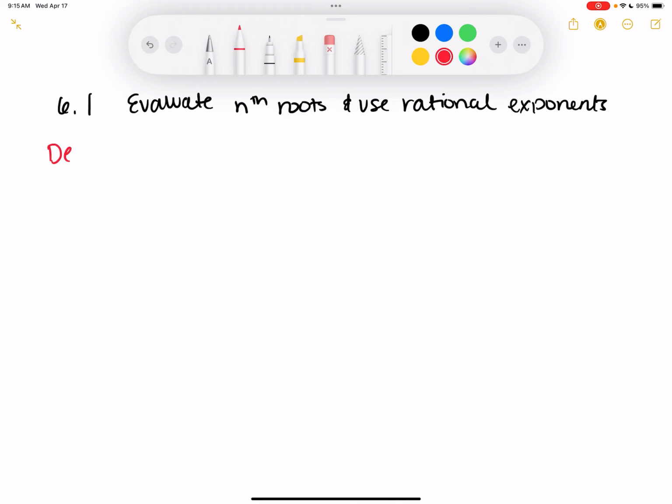The definition, the nth root of a is written as a little n with the root and then an a. And n is the index of the radical.